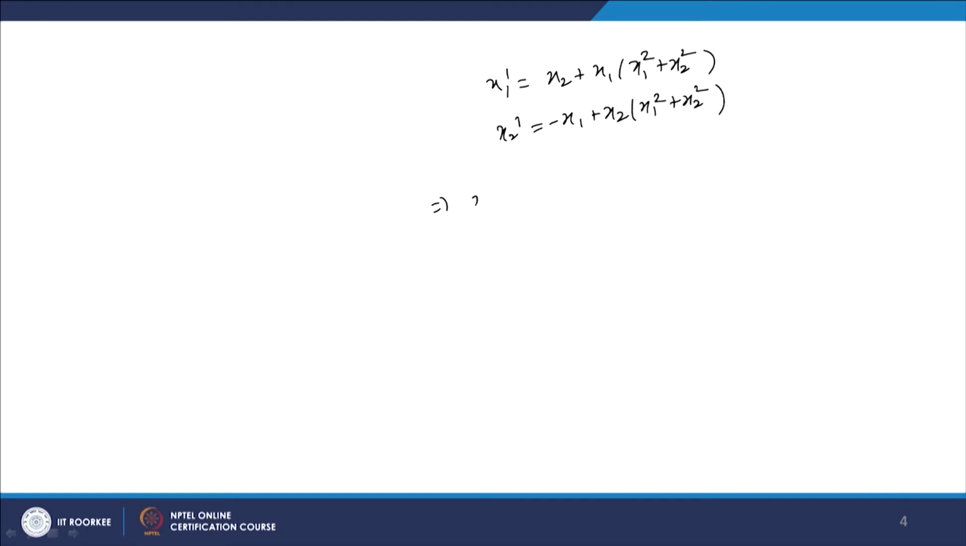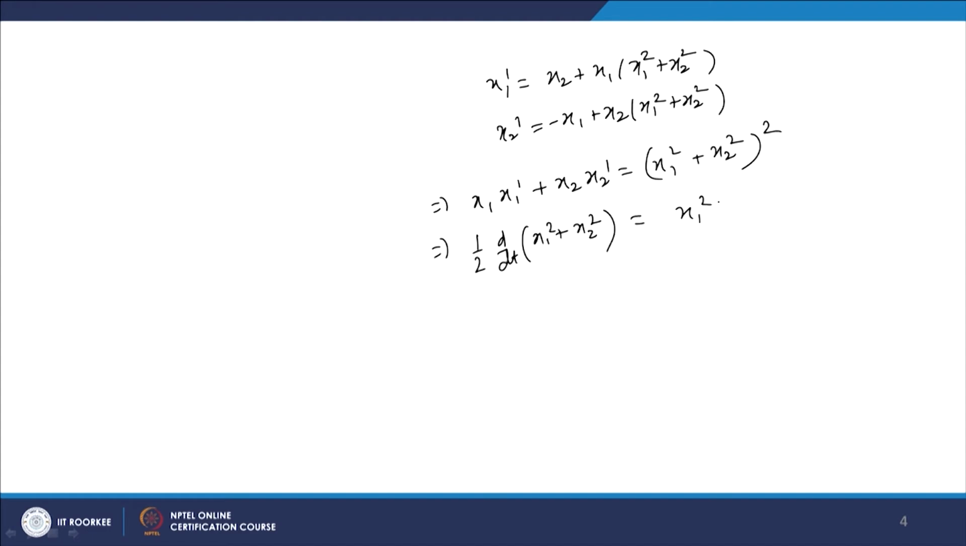So we can write x1 x1 dash plus x2 x2 dash is equal to, these two will cancel out, we will have (x1 square plus x2 square) whole square. And then I can write this as 1 upon 2 d by dt of x1 square plus x2 square, which is nothing but (x1 square plus x2 square) whole square, so d by dt of x1 square plus x2 square equals 2 times (x1 square plus x2 square) whole square.